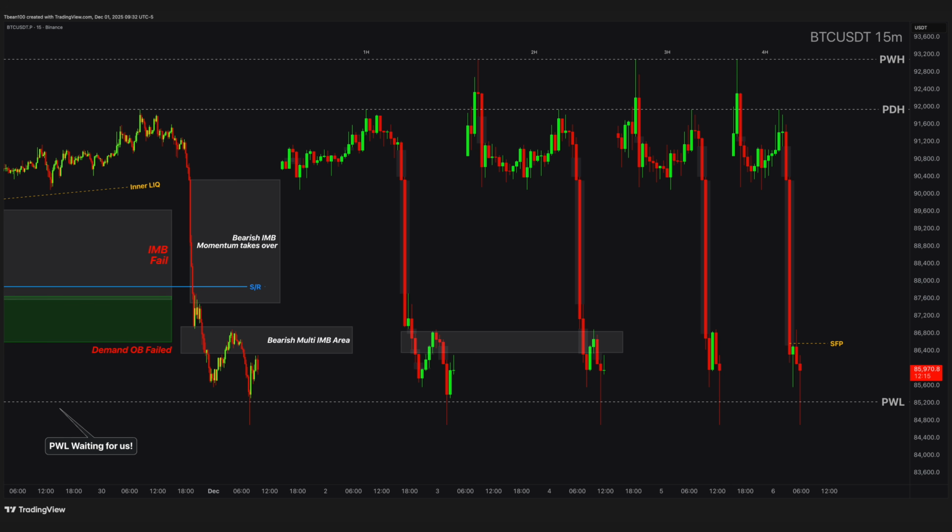So the whole point of today's lesson is that when bullish or bearish structure starts to fail, it usually means we are shifting our bias and the market is heading towards a new pool of liquidity.